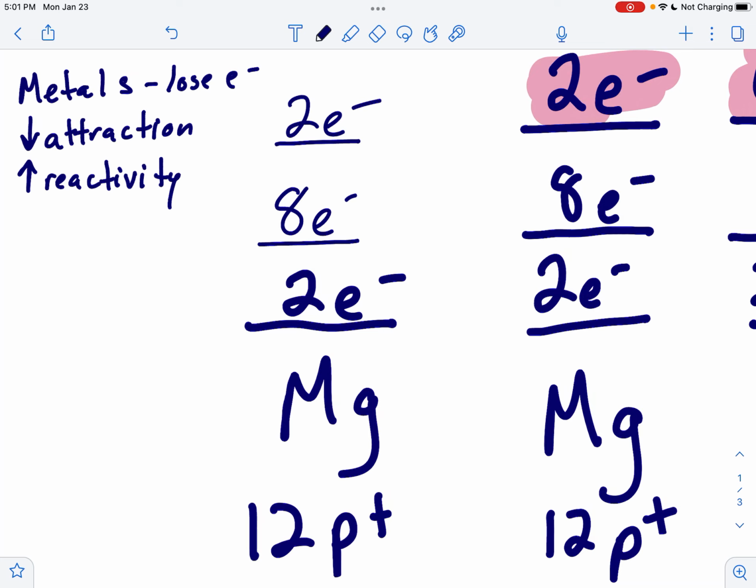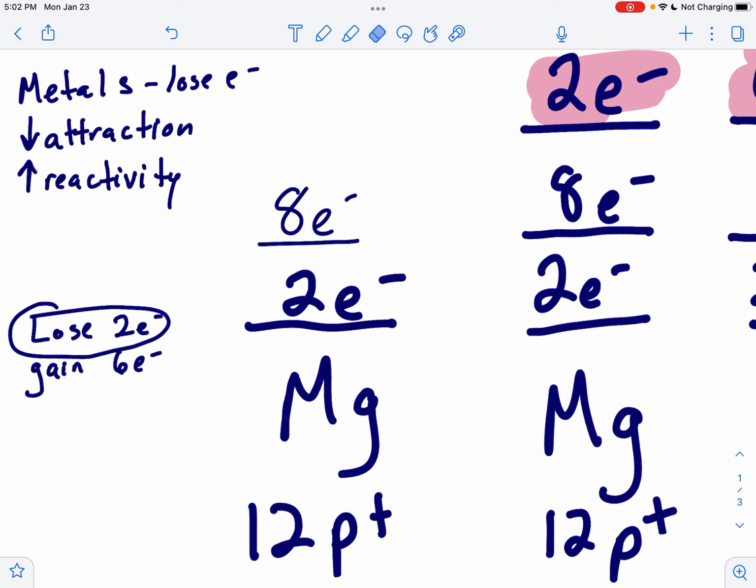If my magnesium becomes an ion, it goes from its neutral atom having 12 electrons and 12 protons to doing whatever's the most energetically favorable. The two options it has are that it could either lose 2 electrons or it could gain 6 electrons. It's trying to get a complete outer shell, so it's energetically stable. The easiest thing to do, the thing that requires the least amount of energy, is for it to lose 2. So that's exactly what's going to happen.